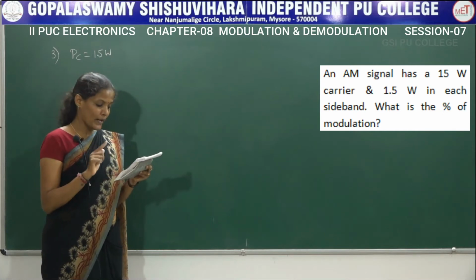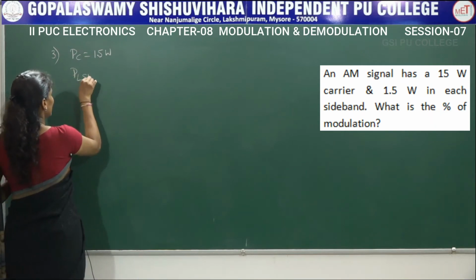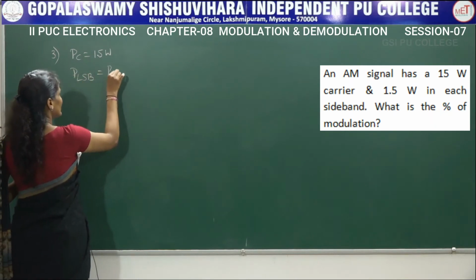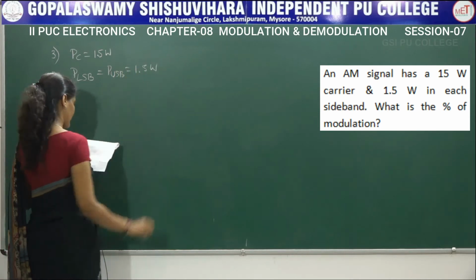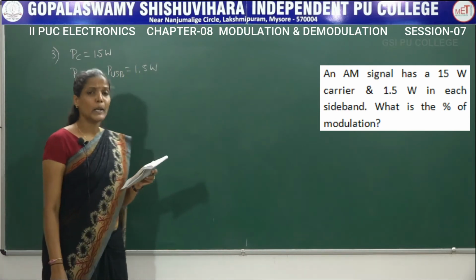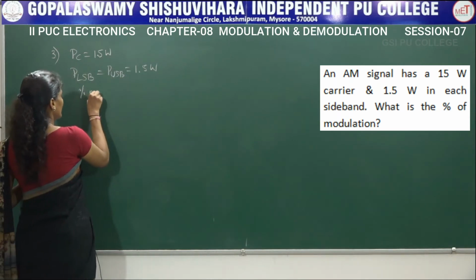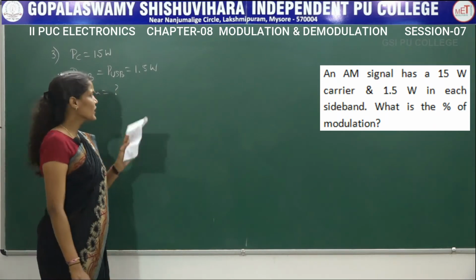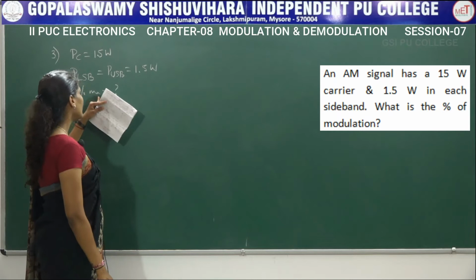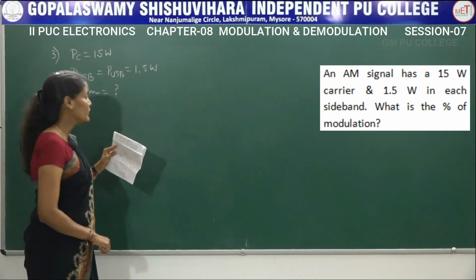So here, 1.5 watts in each sideband, that is PLSB equals PUSB, which is equal to 1.5 watts. What is the percentage of modulation? It is percentage MA. So here you have to find out MA, and then you just multiply that by 100, then you are going to get the percentage MA.